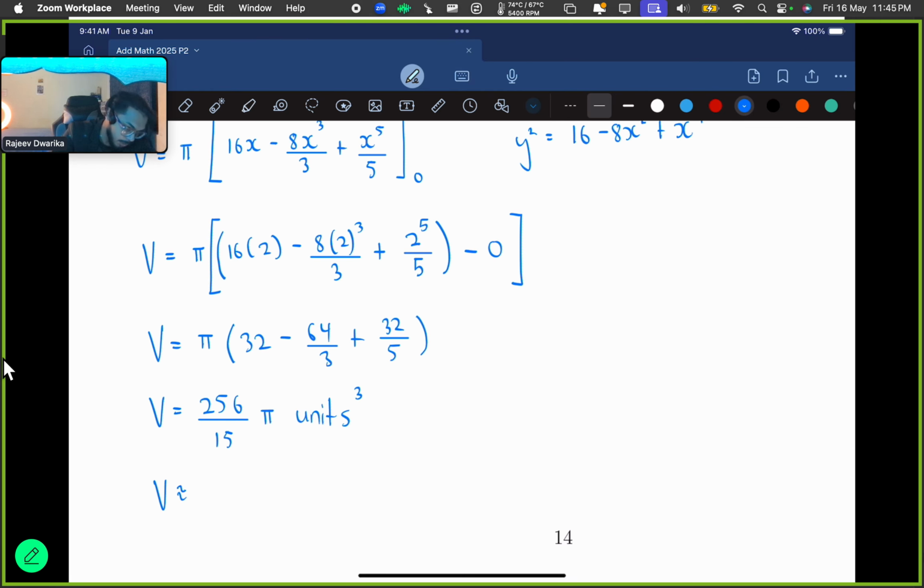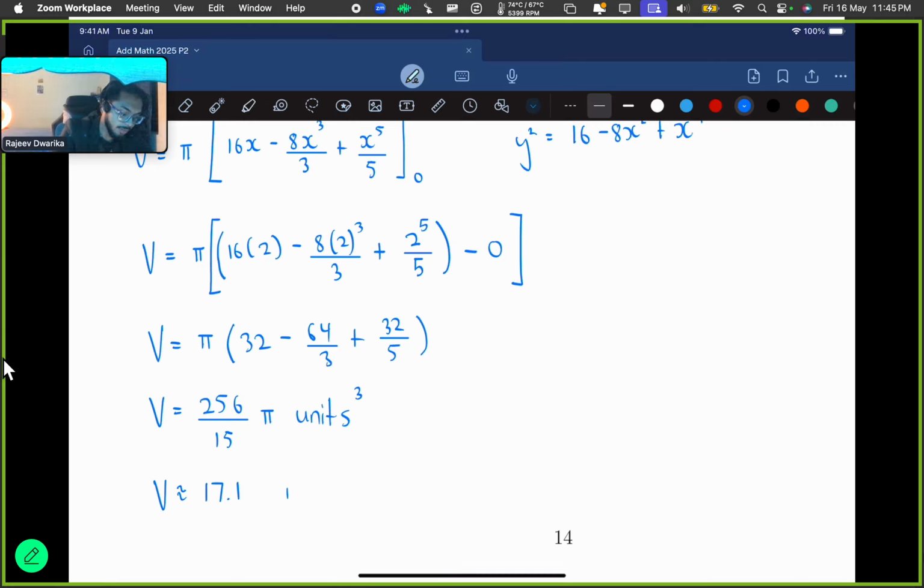So if I round it off to 2 decimal places, I should get 17. I was tempted to just call it 17 because it's 17.06. But even if we round it off to 3SF, you're still going to get 17.1. I'll just say 17.1. It's 17.1 to 2dp. Pi, 17.1 pi units. Yes. Can't forget the pi.